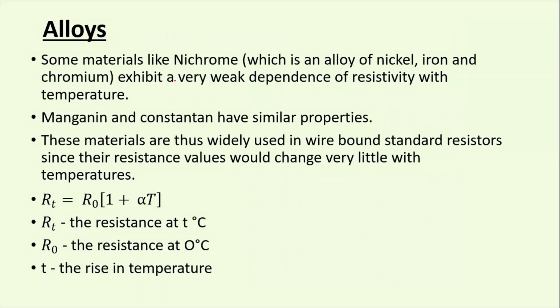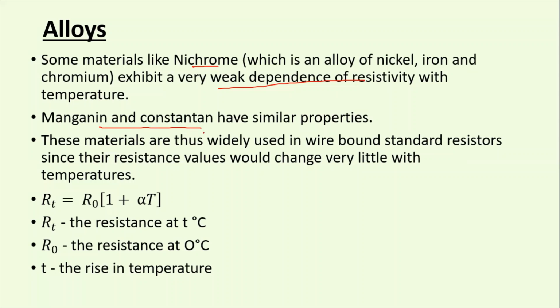Now coming to alloys, you all know what an alloy is, right? An alloy is a combination of substances together. How will the resistivity of an alloy be? The resistivity of an alloy will be very high, and they will have a very weak temperature dependence. Some substances will be almost independent of the temperature also. If you can see here, nichrome exhibits a very weak dependence of resistivity on temperature. Similarly, manganin and constantan also.